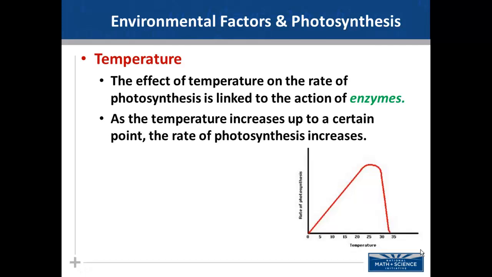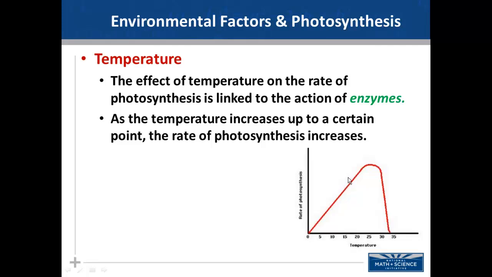Temperature. Now the effect of temperature on the rate of photosynthesis has to do with enzymes, and enzymes are something hopefully you're very familiar with. Enzymes are proteins that catalyze biochemical reactions. In general, and we should have just looked at this graph before I revealed that, hopefully you see that as temperature increases up to a certain point, so too does the rate of photosynthesis. So they have a direct relationship. There we go. As the temperature goes up, the rate of photosynthesis also goes up.